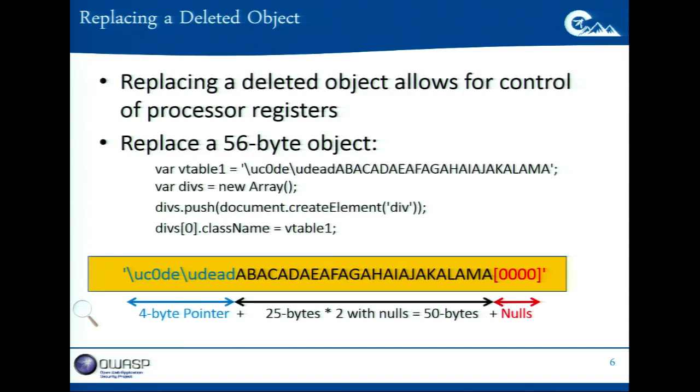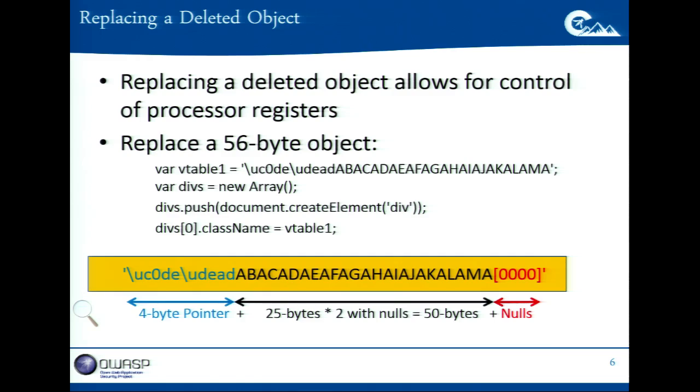So in this example, we padded out 25 bytes, but we say times 2, because each of those bytes is going to get a null added onto it. So in this example, we're up here. You can say we're creating a variable called vtable, and we've set it to be what's on the diagram in the lower area.